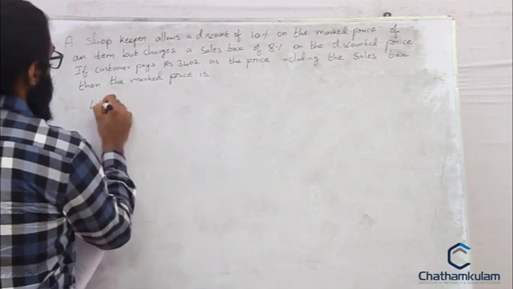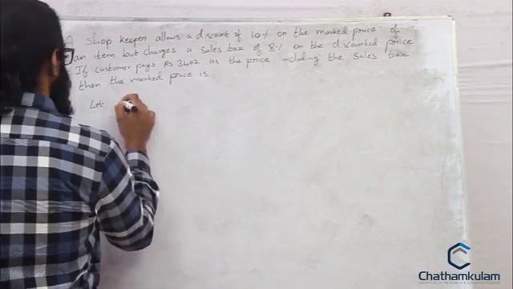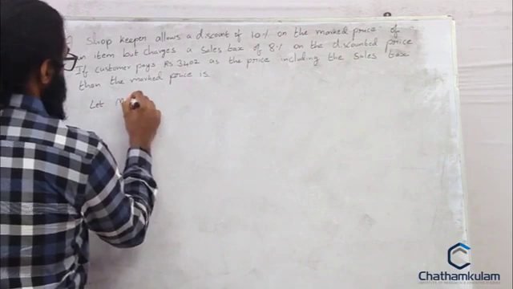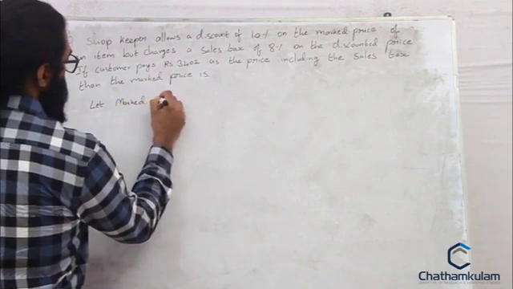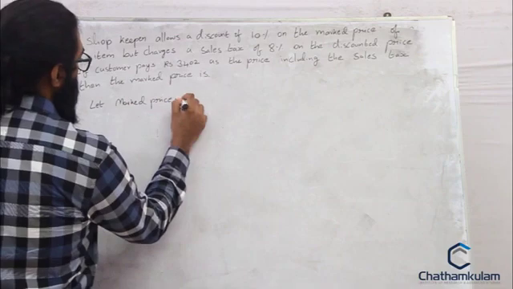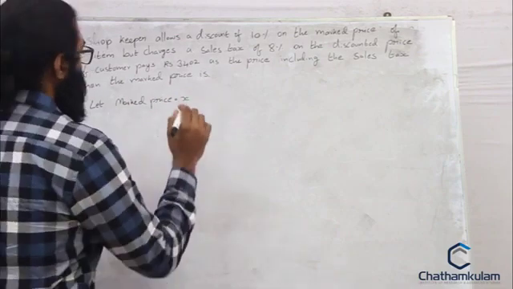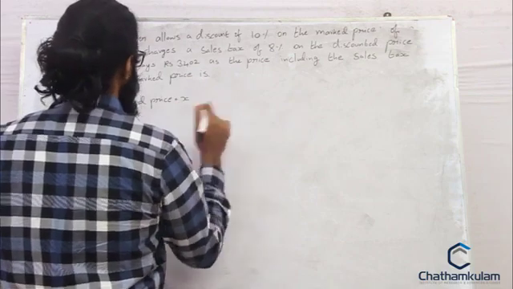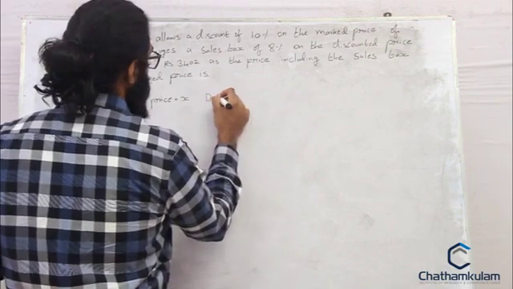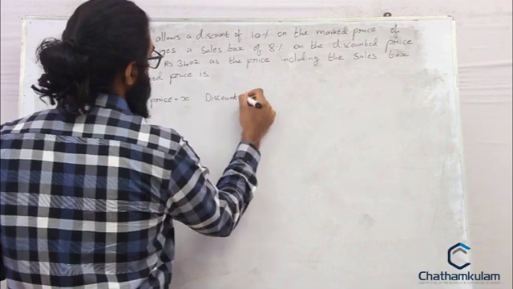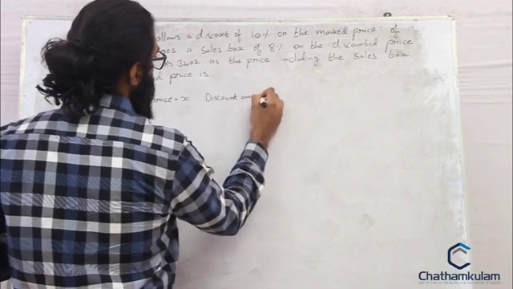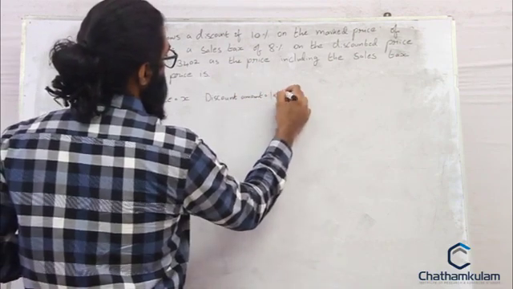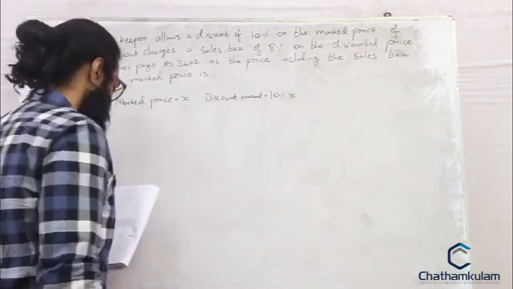Let mark price be equal to X, right? Then what is the discounted amount? It's 10% of X, right? Discount amount equals 10% of X, right?